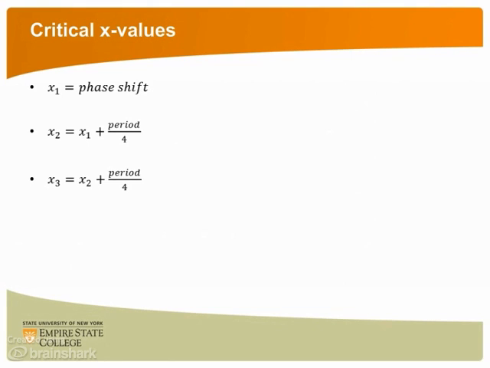x sub 3 is the second x value plus the period divided by 4. x sub 4 is the third x value plus the period divided by 4. There are actually two different methods to find x sub 5, our final critical x value. We can either maintain the pattern we have used to find the other x values and add the period divided by 4 to x sub 4, or we can add the full period to the very first critical x value. I recommend using the second method.